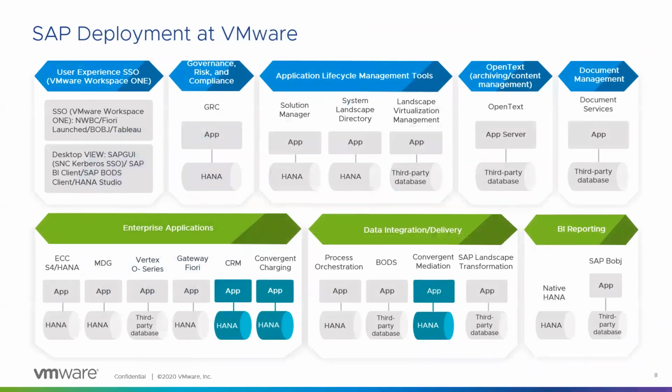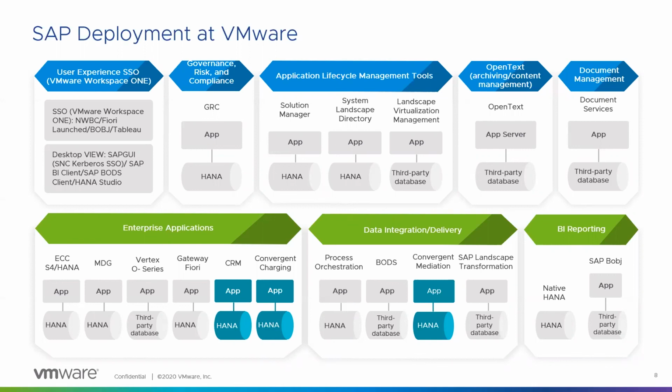This gives you a glance of overall SAP deployment at VMware, right? So there's a main enterprise application we use from SAP standpoint. We have this ECC, right? That's right now is S/4HANA. We have MDG, we have CRM, convergent charging, we have Fiori, and we're using Vertex for the sales tax calculations. We do use GRC for governance, risk, and compliance. And we also use PO, BODS, convergent charging, SLT for data integrations.